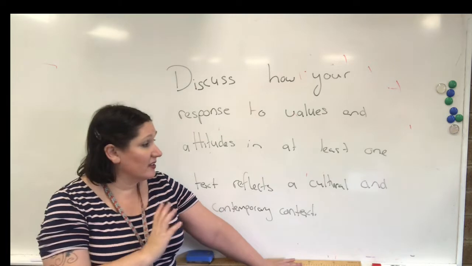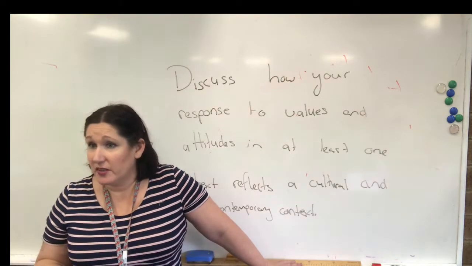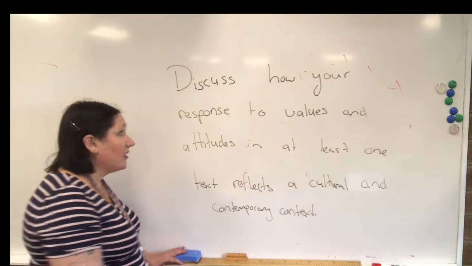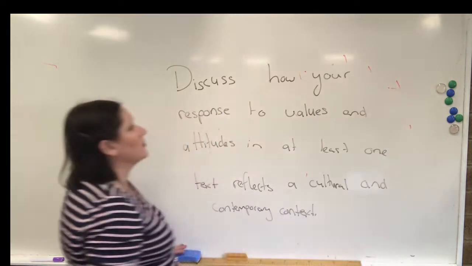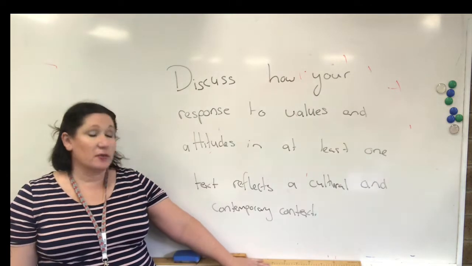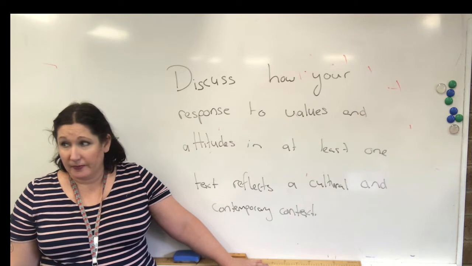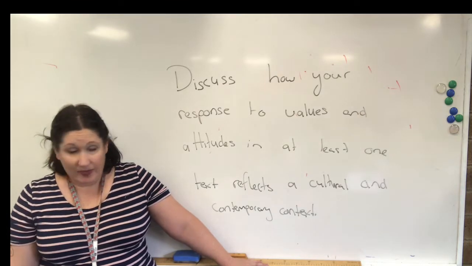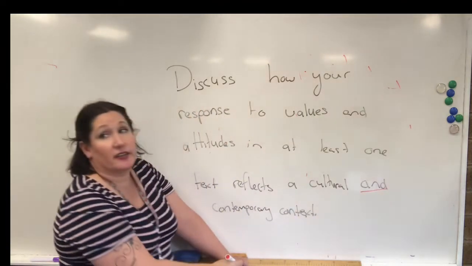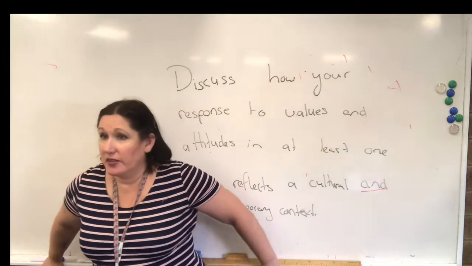It looks like an easier question, and in some ways it's the same question. It's not that different, but it's got a tricky bit. So let's read it and see if you can get it. Discuss how your response to values and attitudes in at least one text reflects a cultural and contemporary context. Do you know what the trick is? So that it's cultural and contemporary context? Certainly that is, but that's not the trick. There's a trick. There's something that if you don't do it, you aren't answering.